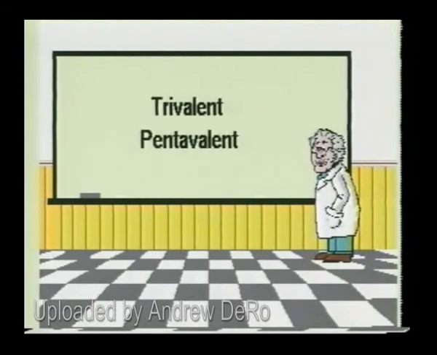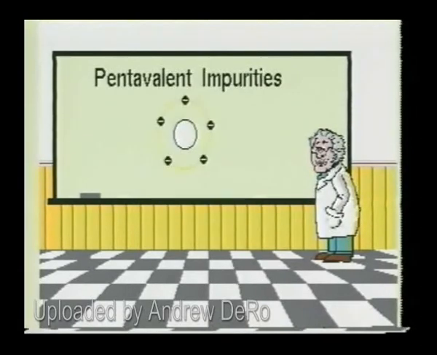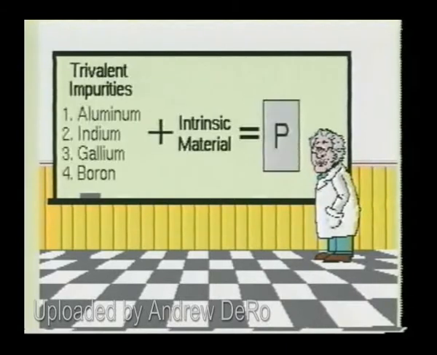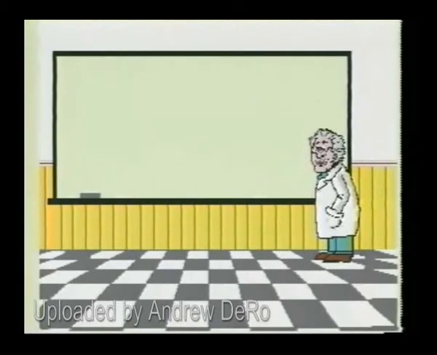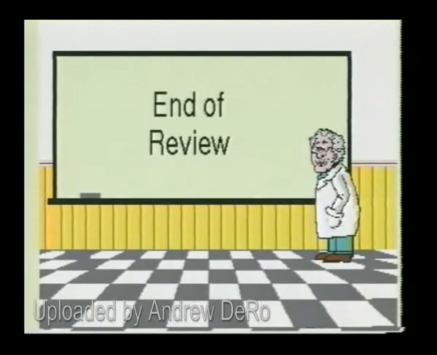The two basic types of impurities used for doping are trivalent and pentavalent. Trivalent impurities contain 3 electrons in their valence shell. Pentavalent impurities contain 5 electrons in their valence shell. Trivalent impurities are used to form p-type semiconductor materials. Pentavalent impurities are used to form n-type semiconductor materials. This concludes our first review. Next, we shall examine some of the more common single-junction semiconductor devices.